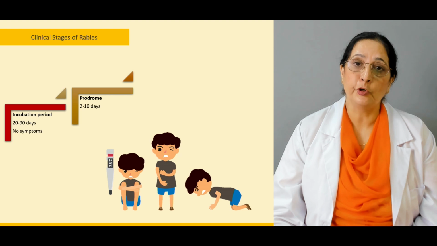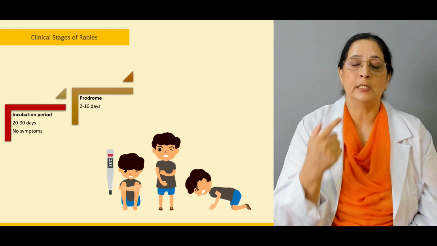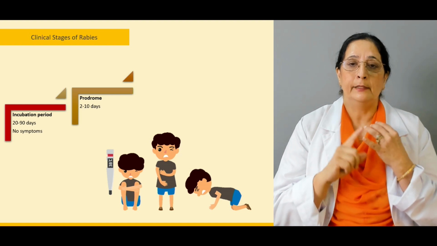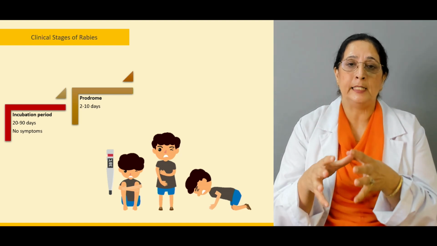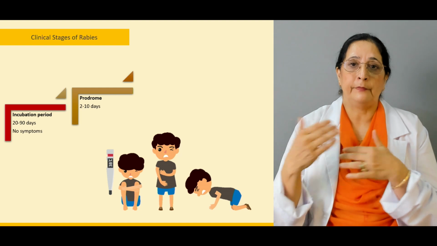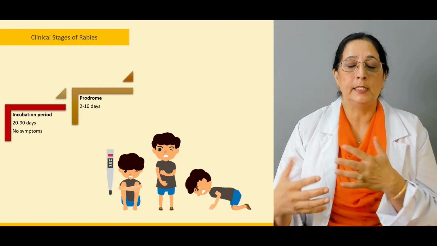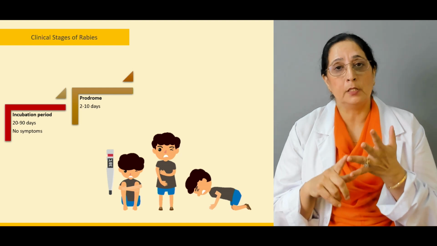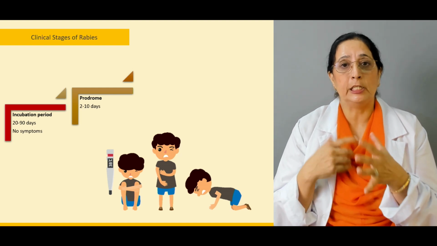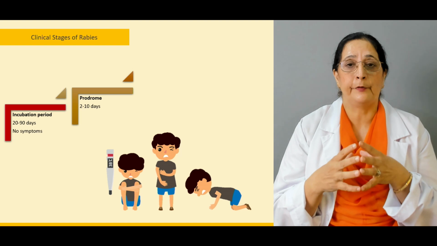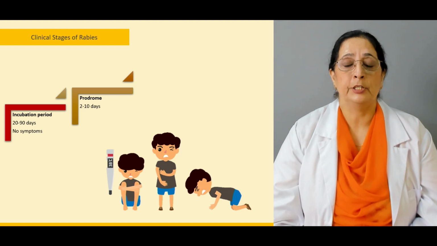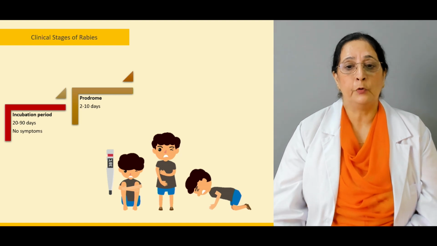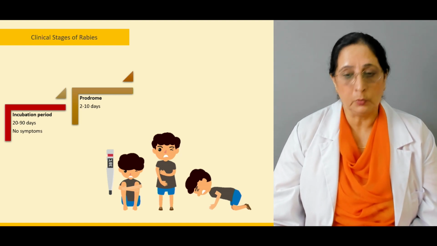Then we have the prodrome, and we now know the manifestations of the prodromal phase. After the bite, if after 20 to 90 days the patient has fever, malaise, headache, nausea, vomiting, agitation, and all these features are present, then there is a chance that the patient has rabies developing. So the prodrome is between 2 to 10 days.